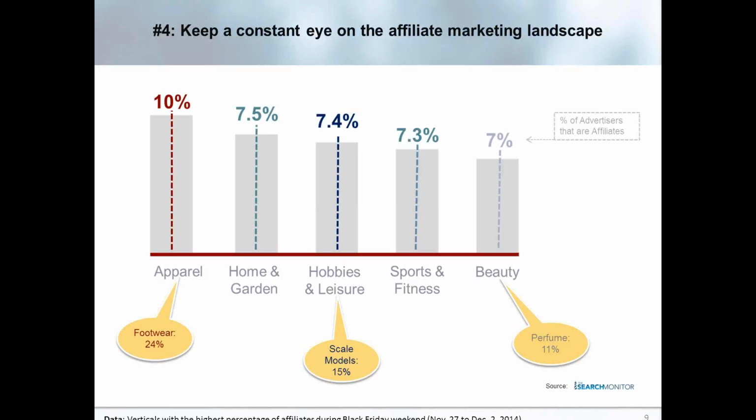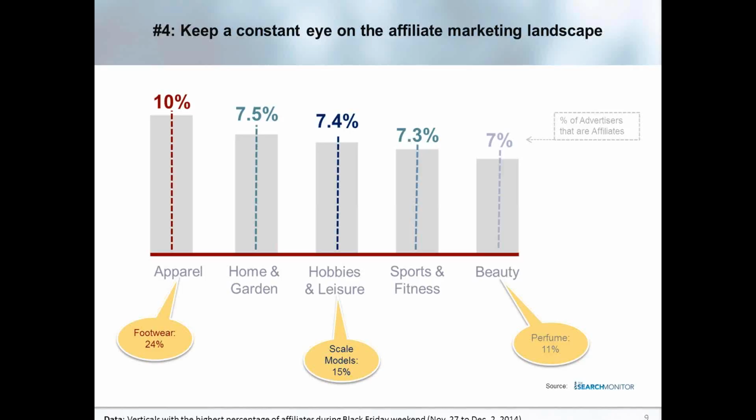So with apparel being the highest, 10% of all the advertisers that we saw during the Black Friday weekend last year were affiliates, with the highest concentration being in footwear. And then you can see almost evenly across the board, around 7%, with the big spike for hobbies and leisure. We're looking at scale models at 15% being affiliates, and then in beauty we have perfume at 11% being affiliates.